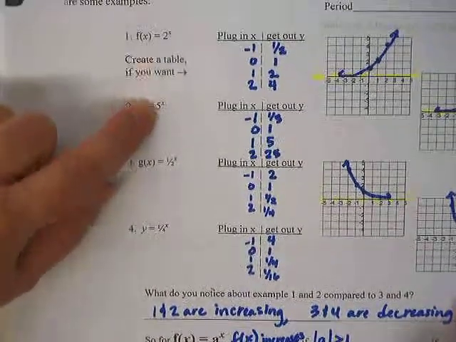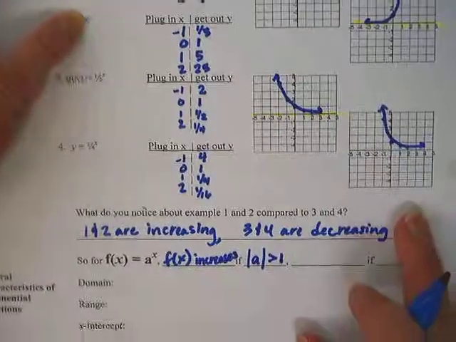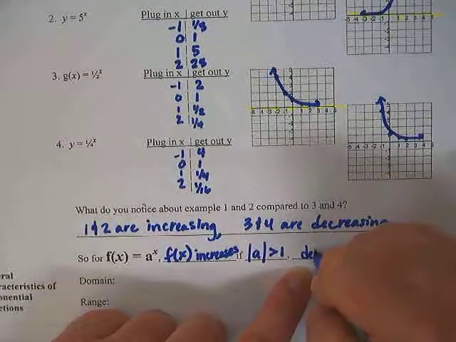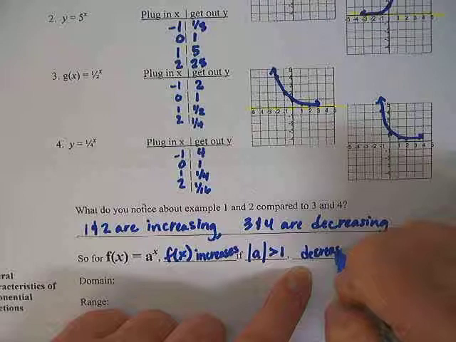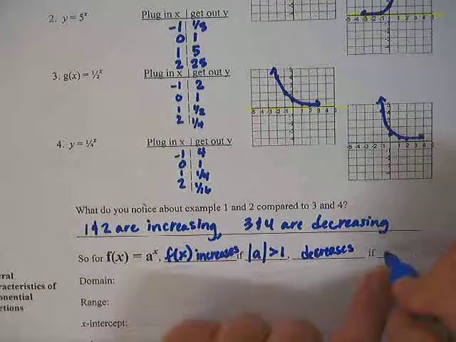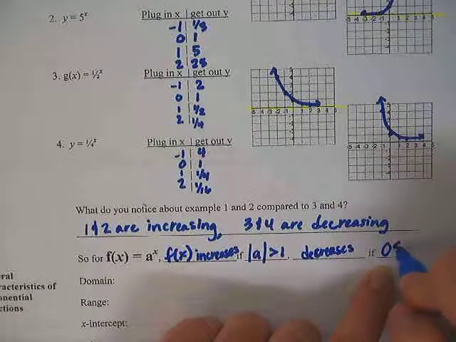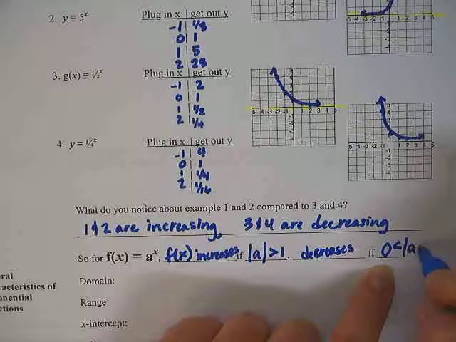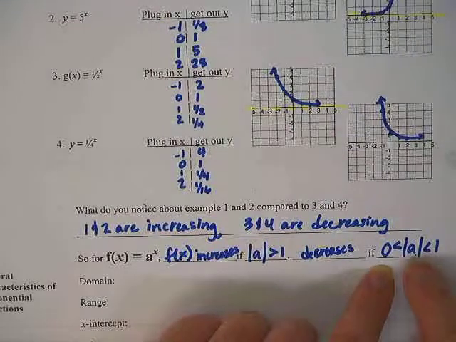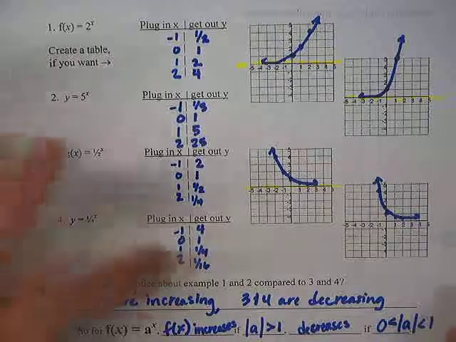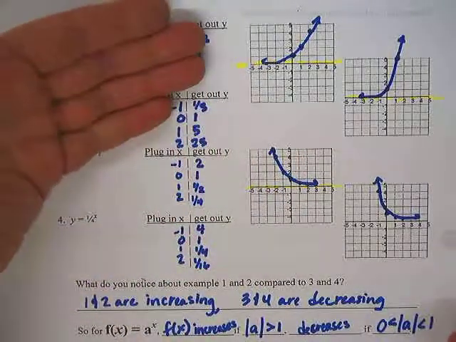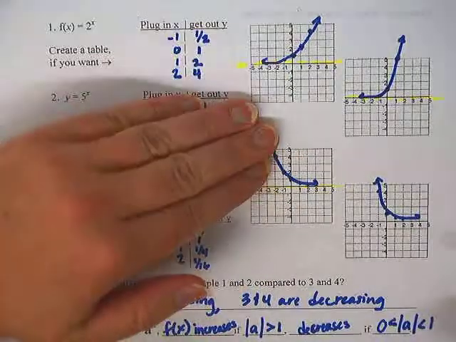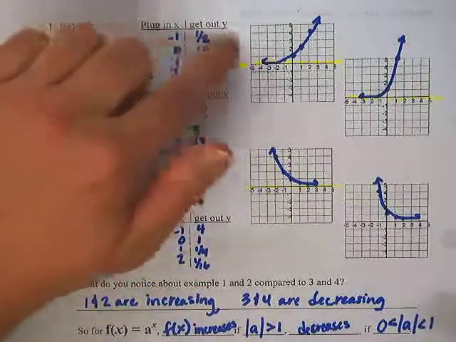Maybe I didn't leave enough room on my paper here. The function increases if the absolute value of a is greater than 1. So if this number in front is bigger than 1, right? Or decreasing if our absolute value of a is between 0 and 1.